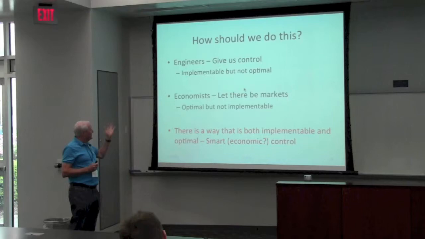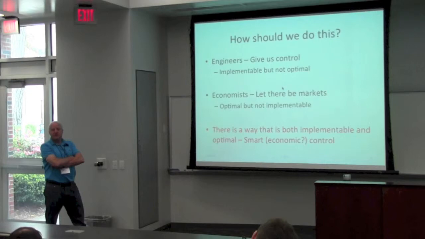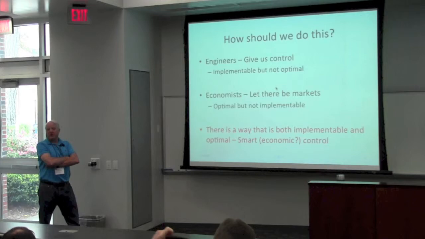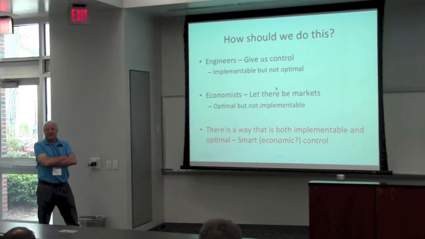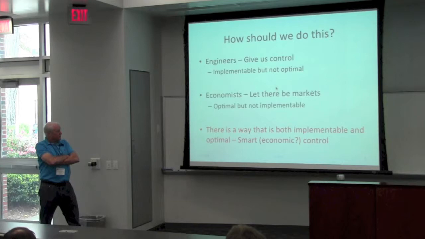So the way I do this is probably a little more provocative than necessary, but engineers basically say, let me control your house for you, and we can manage the volatility and the control and stuff like that. It's implementable, it's easy, it's doable, but it's certainly not optimal in any kind of efficiency sense. Economists, on the other hand, say let there be markets, prices to devices is one possibility. This is optimal, but it's really not implementable. It's not feasible to do things this way. Markets don't work as fast as electricity does, basically.